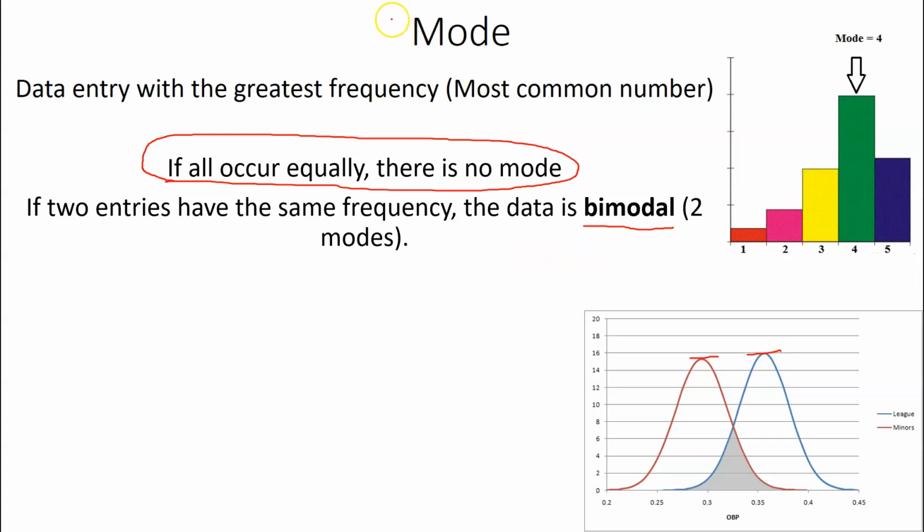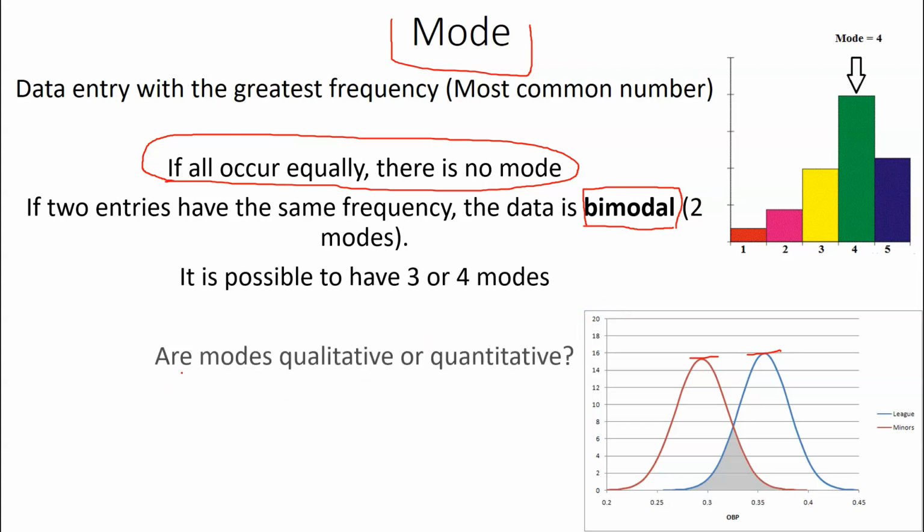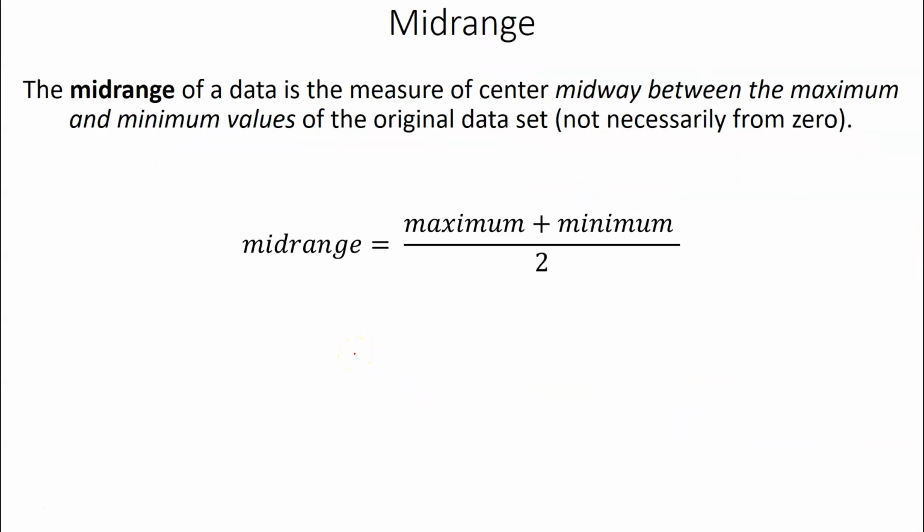Like I said, we don't actually even talk about it that often, and so you probably won't really run into this too much. Once in a great while, we'll have something that's bimodal, and you'll hear me just say, oh, this one's bimodal. But for the most part, we don't really see this one. Modes, are they qualitative or quantitative? Well, they can be either one, but usually we're talking qualitative.